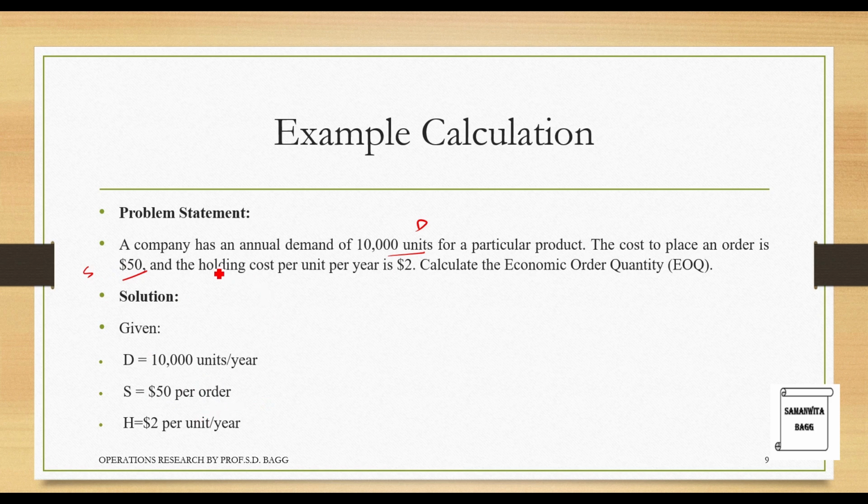So please be careful because it is written "place an order." So per order you can say. The holding cost per unit per year is $2. So here I have written H is $2 per unit per year.